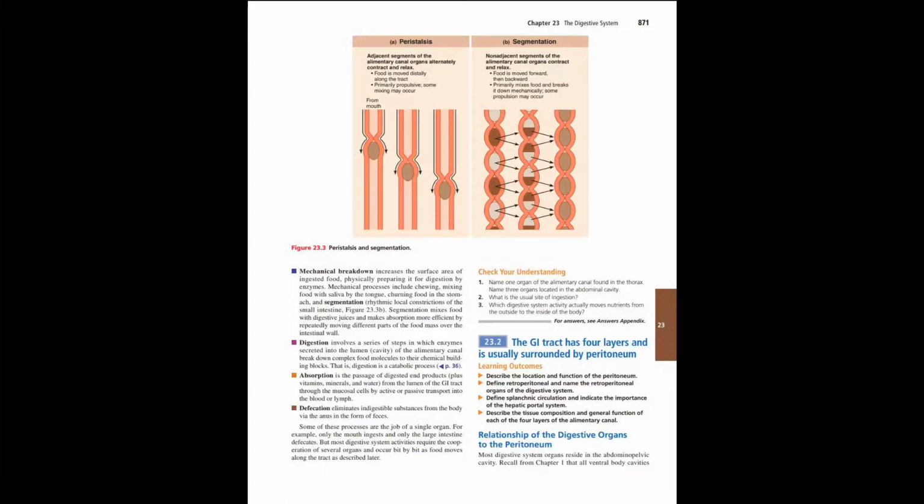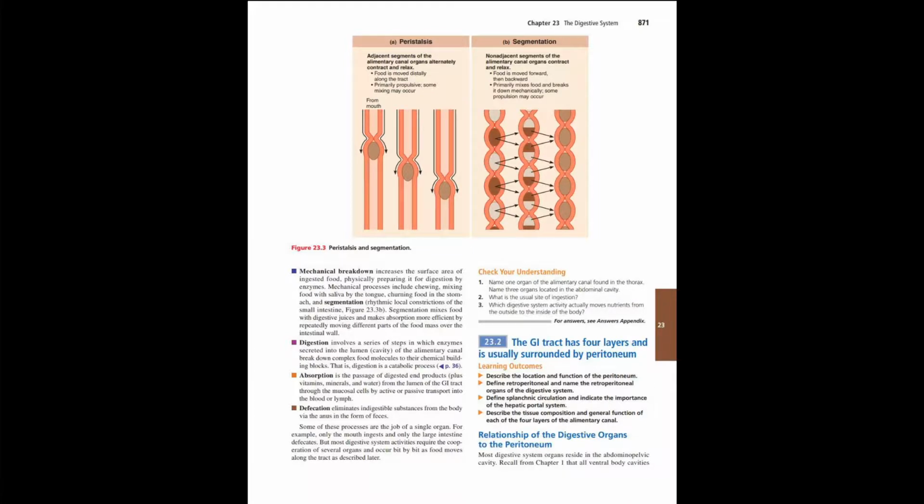By the end of this, the learning outcome is that you're supposed to be able to describe the location and function of the peritoneum, define retroperitoneal, and name the retroperitoneal organs of the digestive system. Define splanchnic circulation and indicate the importance of the hepatic portal system. Describe the tissue composition and general function of each of the 4 layers of the alimentary canal.